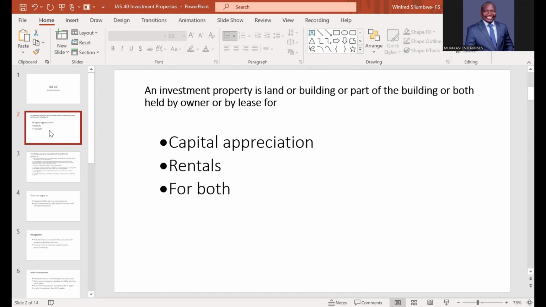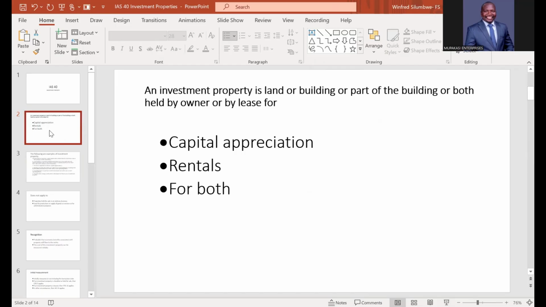Let me explain a bit about the lease. An operating lease is whereby the one who is leasing it out will still remain in control, will still be servicing that property, will still be incurring the maintenance cost. That is an operating lease. But a finance lease is whereby the one who has leased it, at the end of the tenure, will have the right to buy the asset and will also be incurring the cost of maintenance.